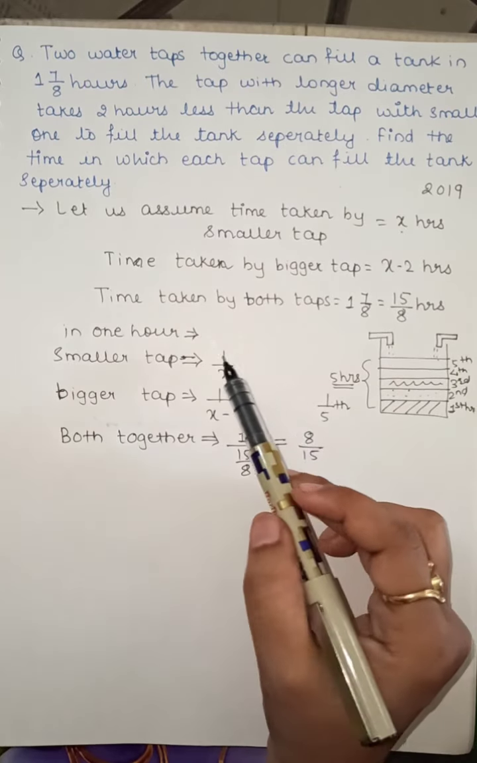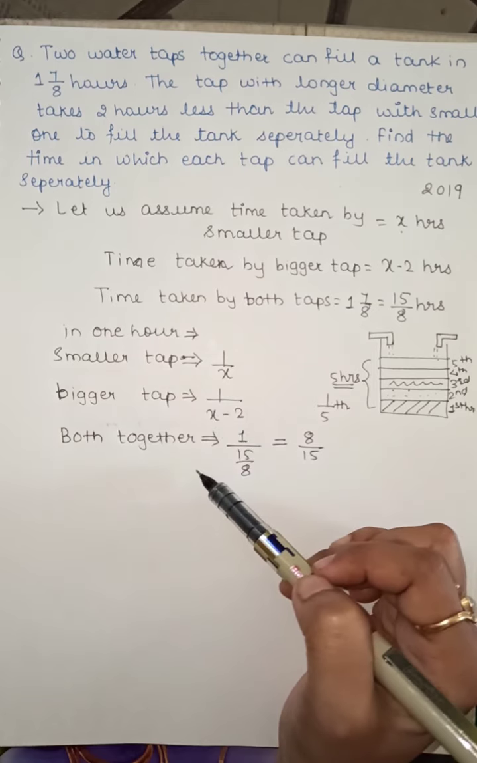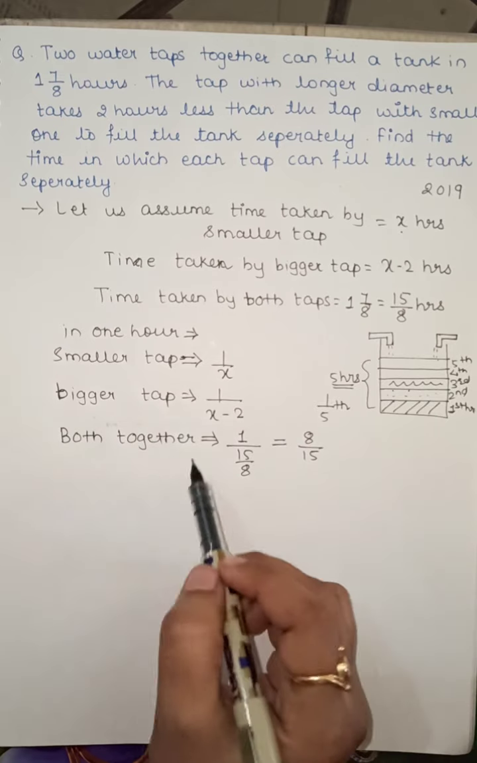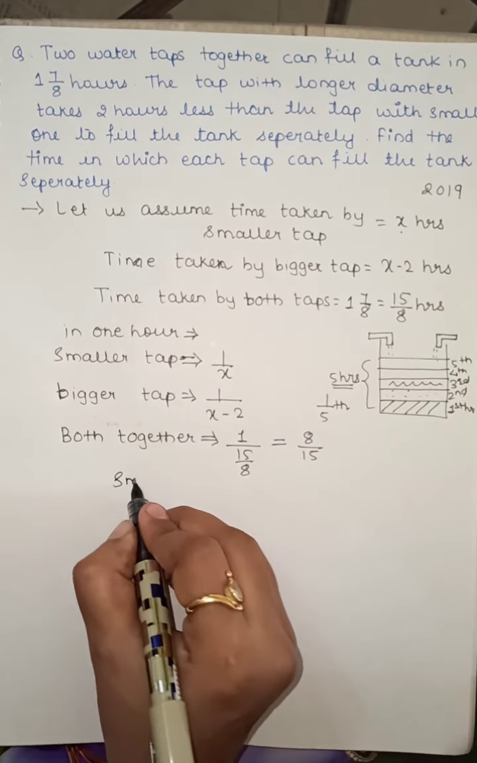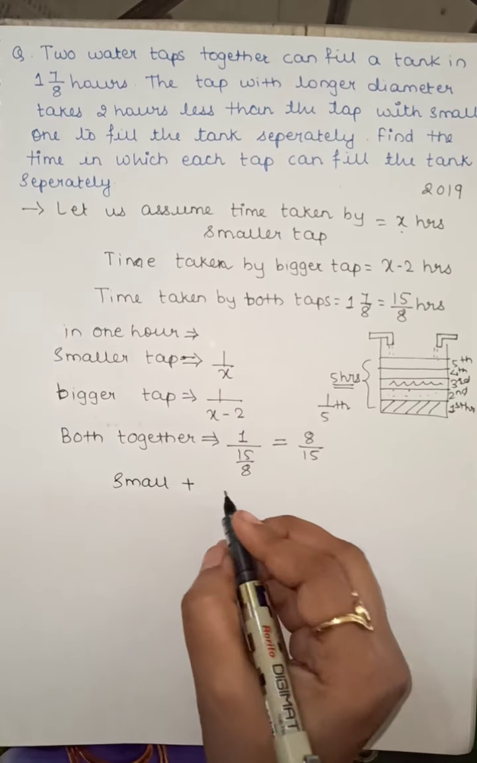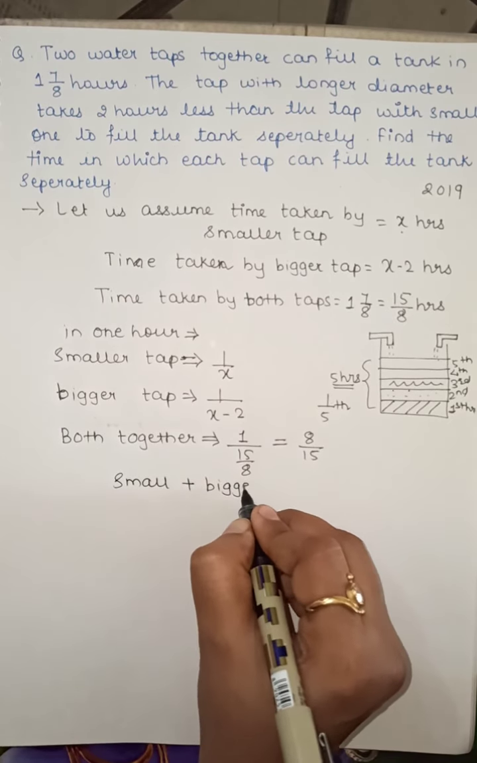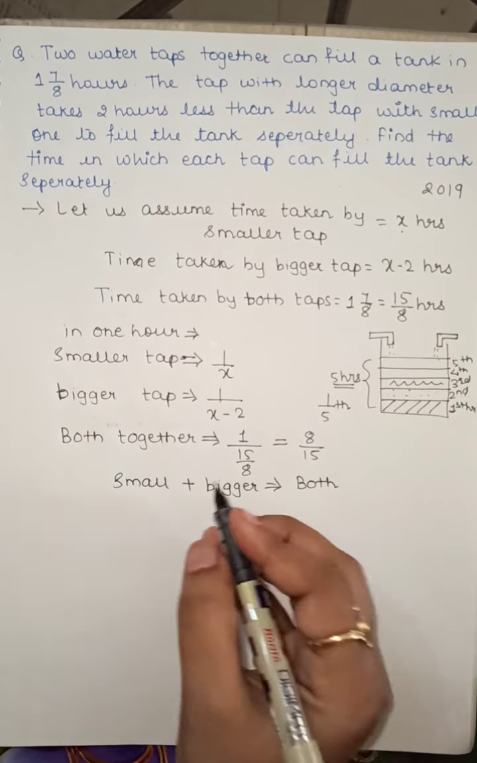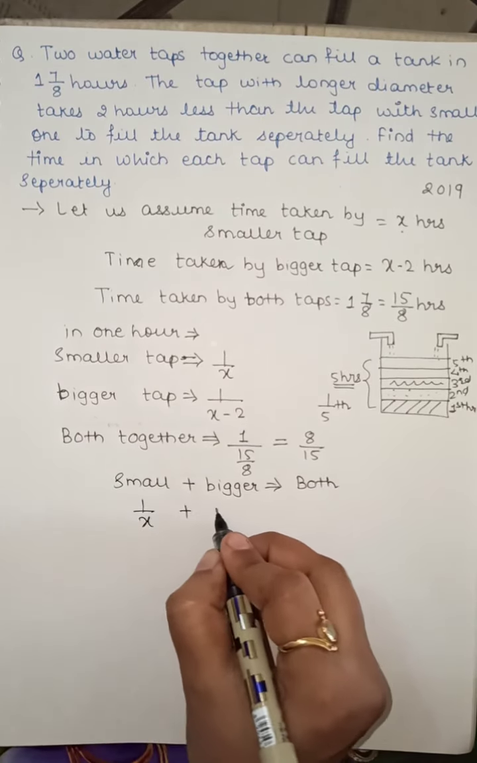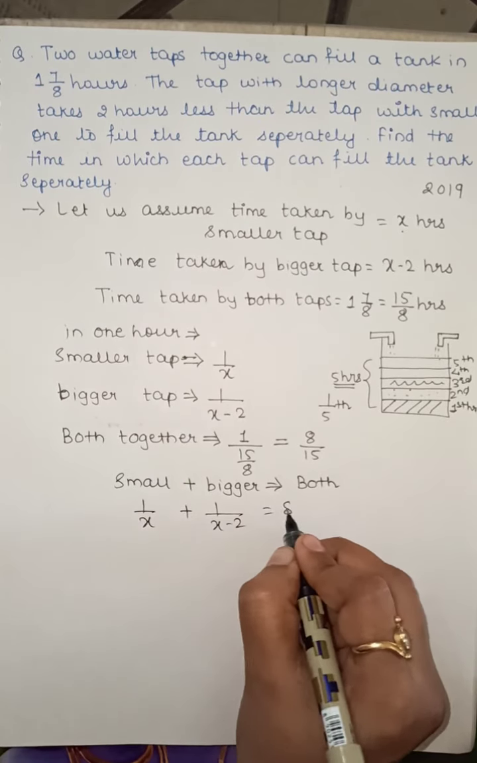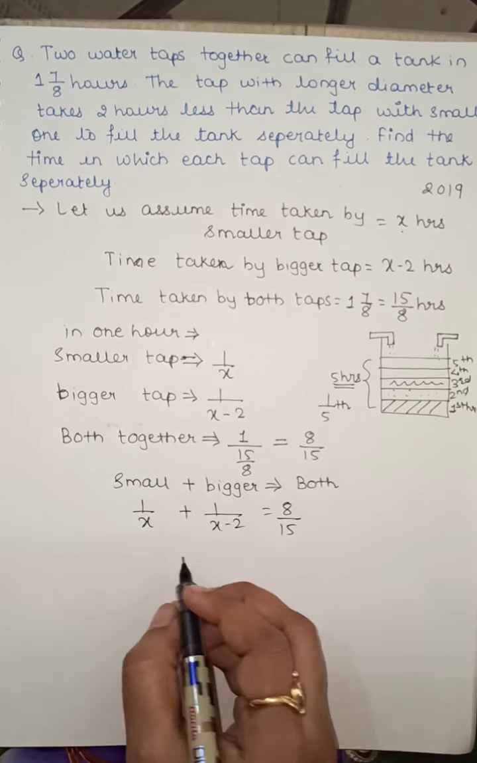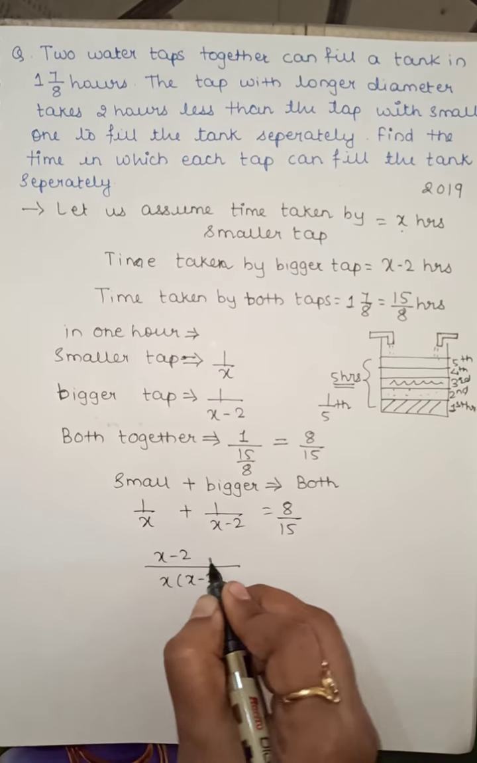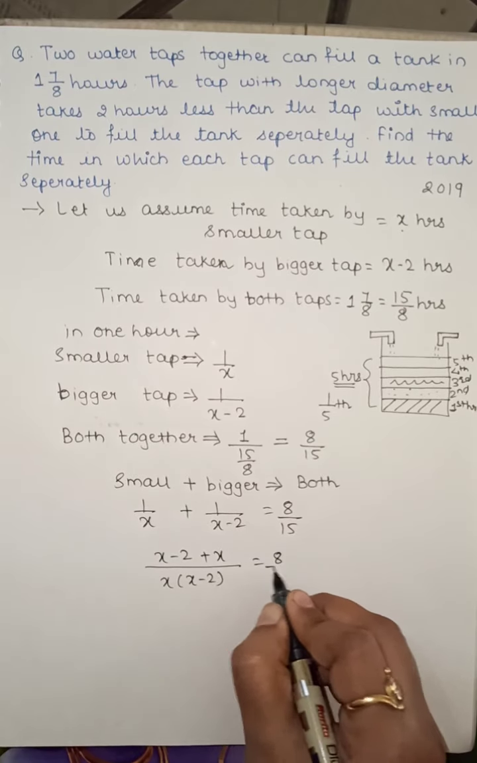Okay. So the smaller tap, whatever part it fills in 1 hour, and the bigger tap, whatever part it fills in 1 hour, does that mean the smaller tap's 1 hour's part plus the bigger tap's 1 hour's part is equal to both taps' 1 hour's part? Definitely. So just put the values: 1 by x plus 1 upon x minus 2 is equal to 8 by 15. Now you have got an equation, we can simplify. Taking the LCM, x upon x minus 2, so x minus 2 plus x is equal to 8 by 15.